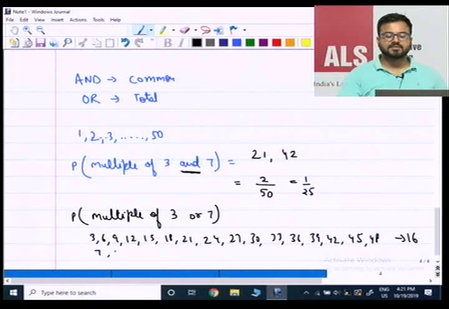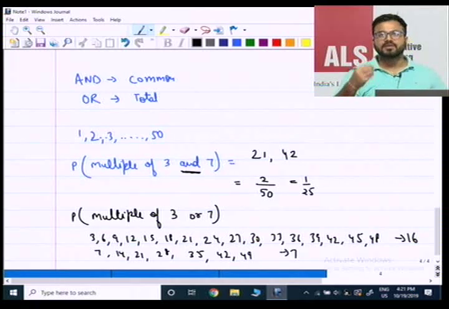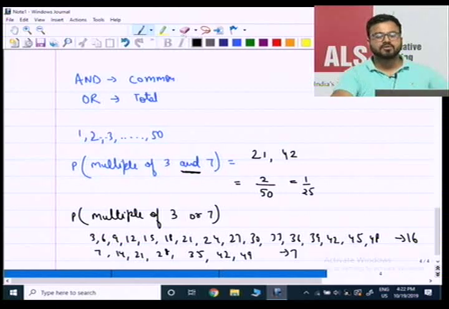Multiples of 7 are 7, 14, 21, 28, 35, 42, and 49. 7 multiples are there. But we have to make sure the total multiples of 3 and 7 are 16 plus 7. But we can see some of the multiples are repeating. So whatever is repeating, we have to take it only once.